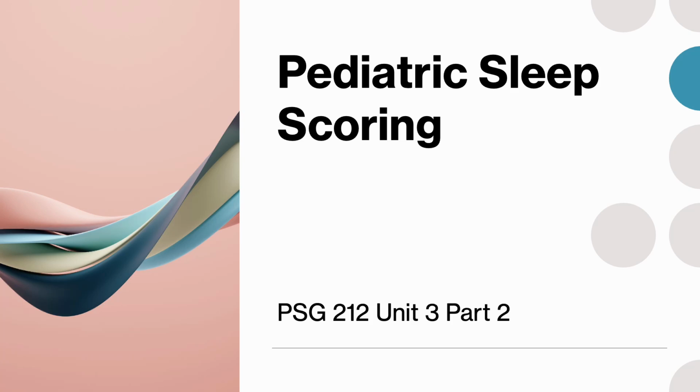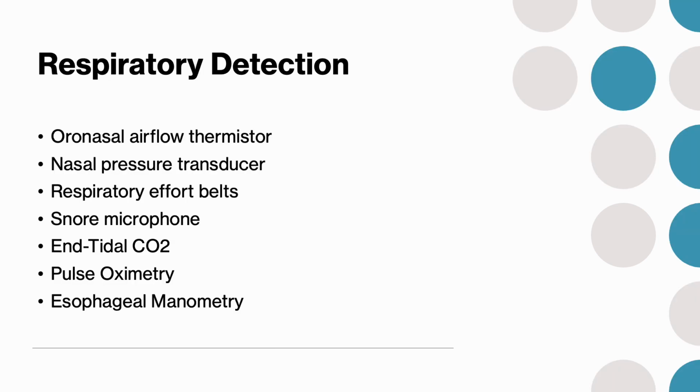Okay, we've touched on staging sleep. Now let's discuss the second half of sleep studies, which is scoring. The equipment and sensors we use for respiratory events include an oronasal airflow thermistor used for apneas. The key prefix here is therm. It measures airflow through temperature change.